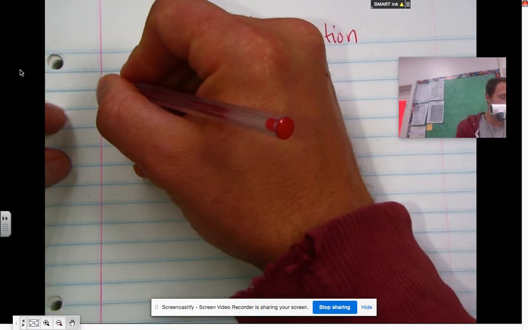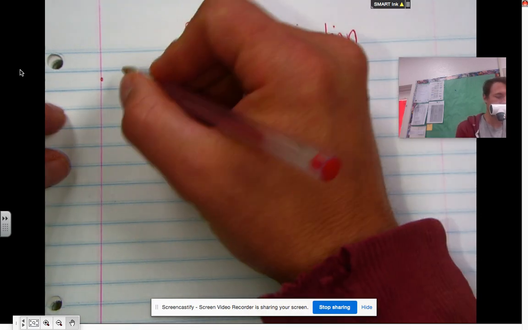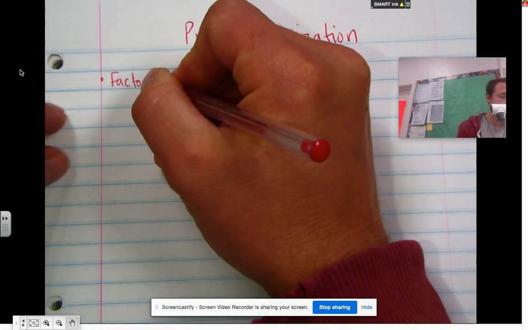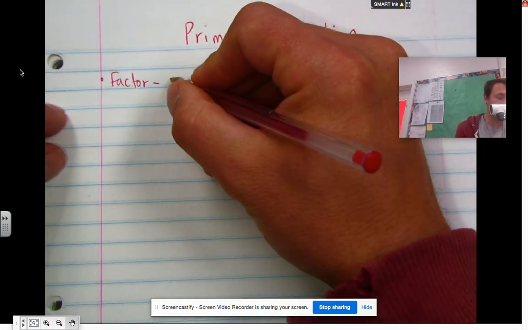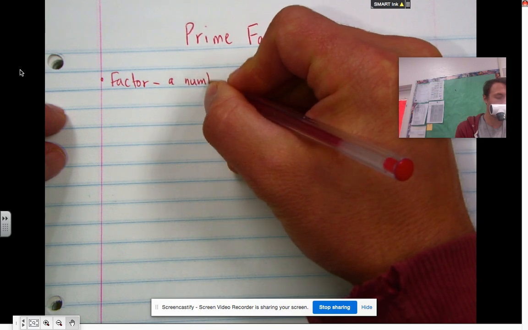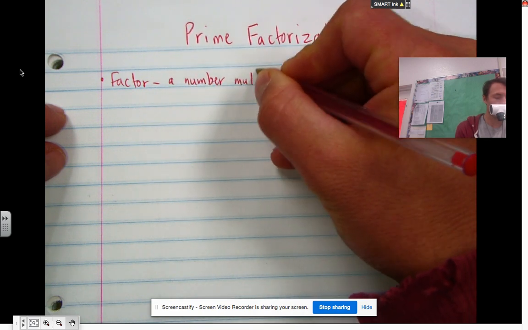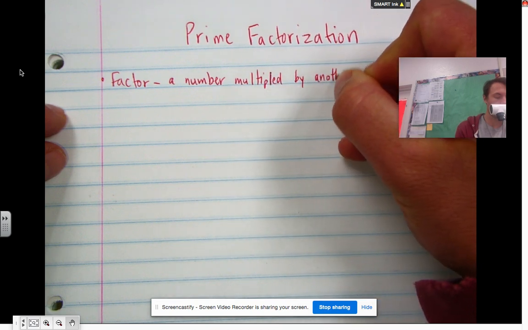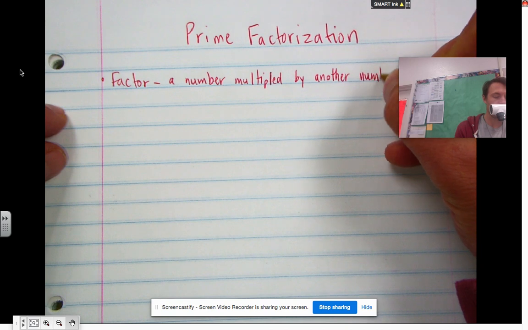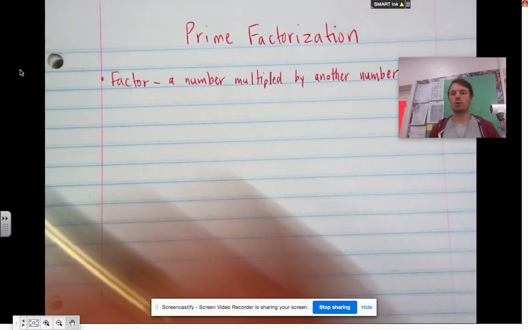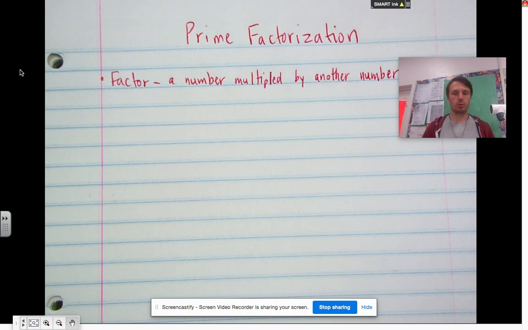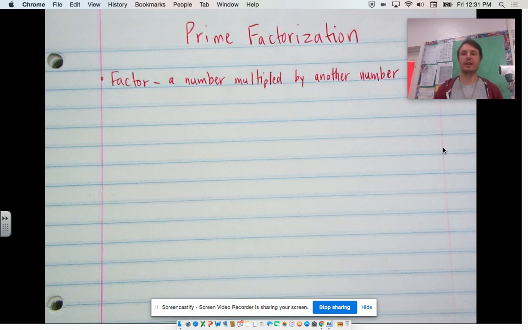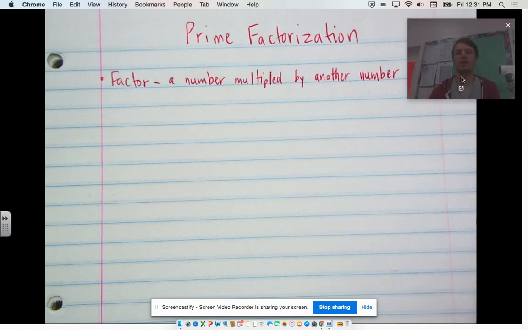Before we get into what prime factorization is, let's do a little review. You should recall from yesterday's lesson, or from your last lesson, that a factor is a number multiplied by another number. Okay? So when we're looking for factors of numbers, what we're looking for is whatever numbers can be multiplied together to equal the number we're finding factors for.